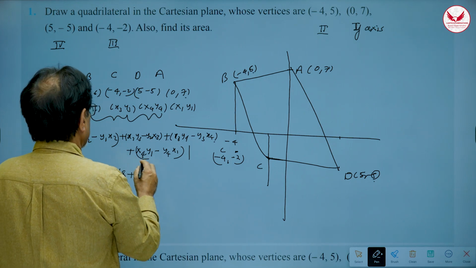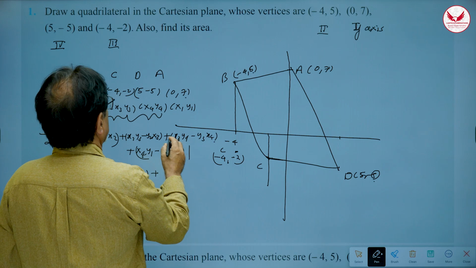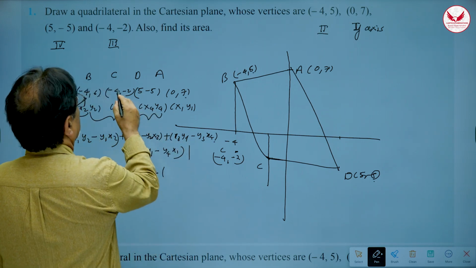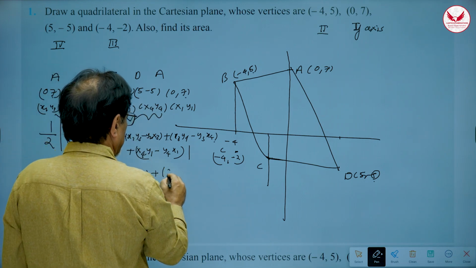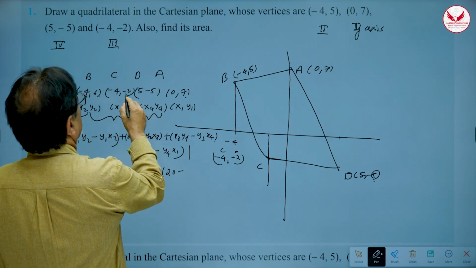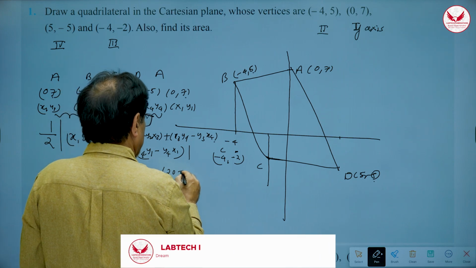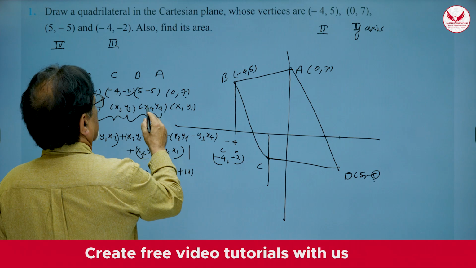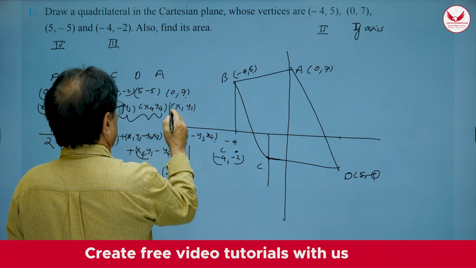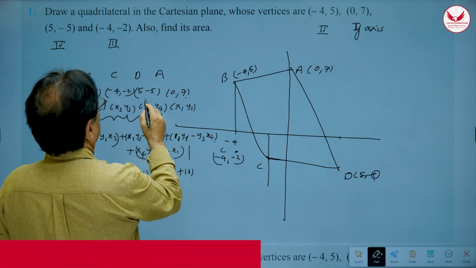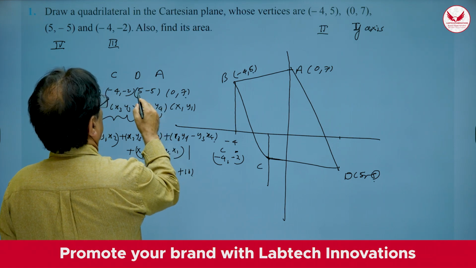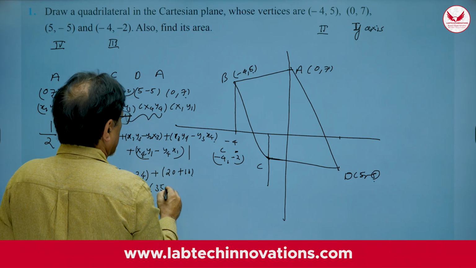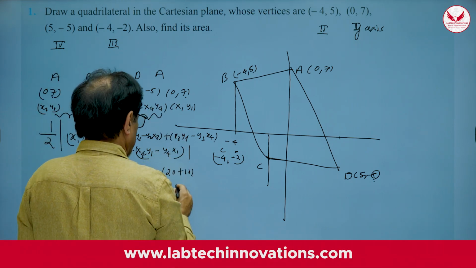Correct? Now, next term is x3, y4. So, that means minus 4 into minus 5. Minus 4 into minus 5, that is 20, right? Minus this into this. So, that will be minus 10. So, again it will be plus 10, right? And lastly, I have one more. That is x4, y1. So, x4, y1, that is 5 multiplied by x4. So, x4 is 5 and 7. So, that will be 35. Okay. And minus this into this, which is 0.